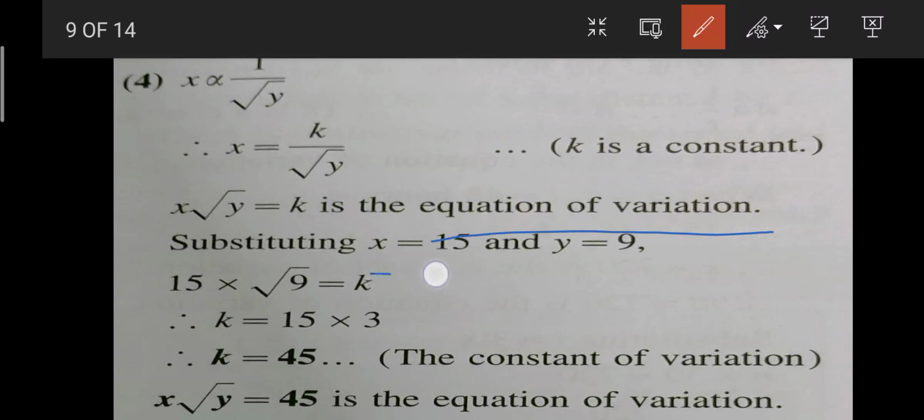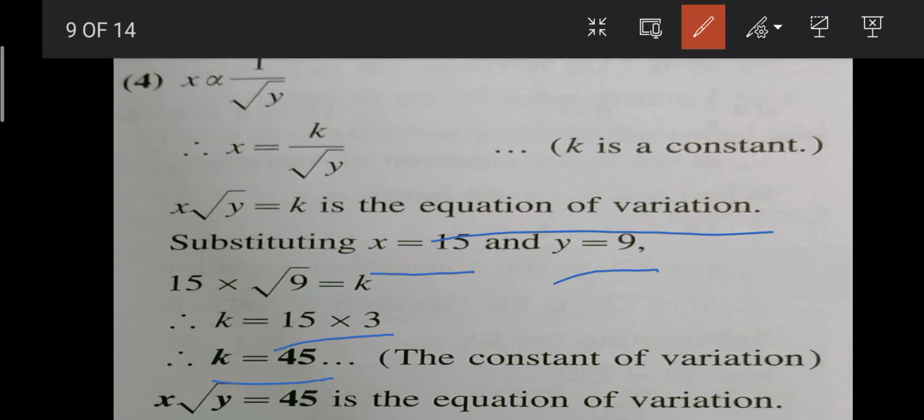We'll put the values. X is 15, Y is 9. Now students, 9 is the value of Y, but we have to find the square root of Y. So the square root of 9 is 3. So K is equal to 15 into 3.